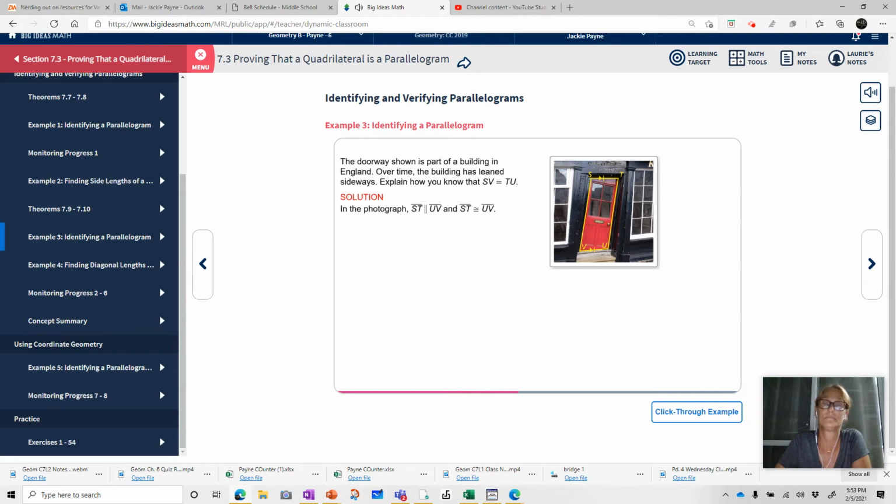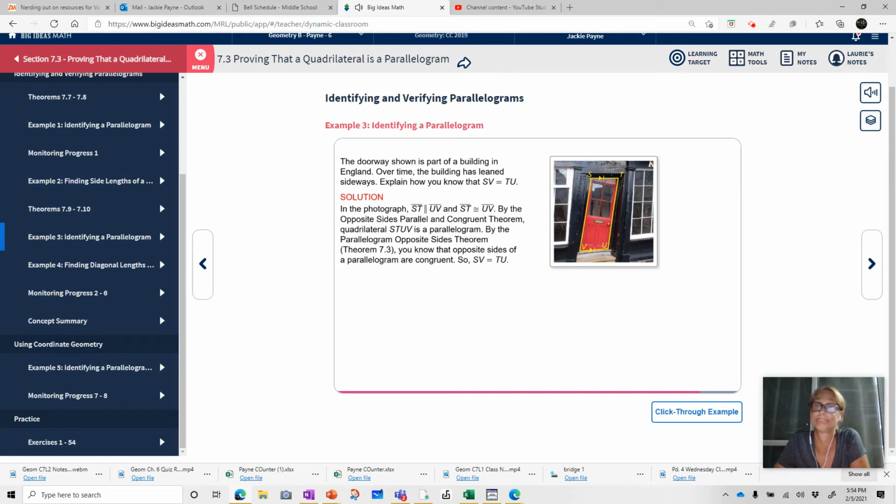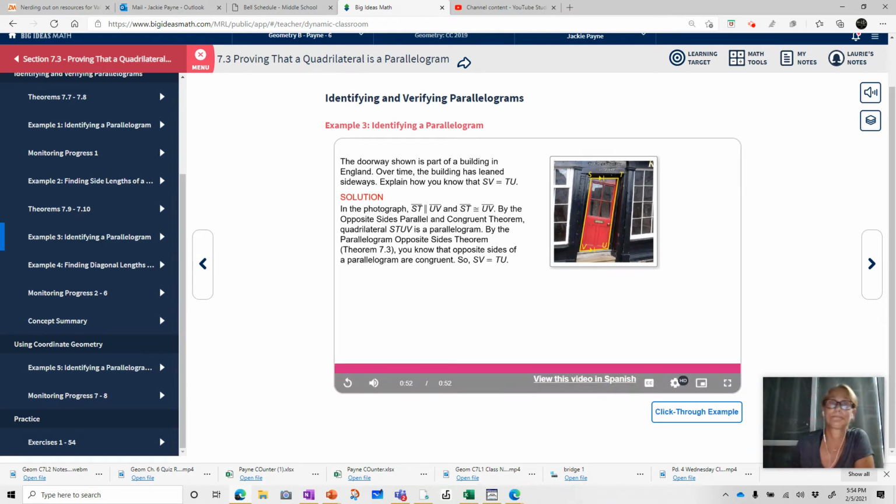So, one pair of opposite sides of quadrilateral STUV are parallel and congruent. By the opposite sides parallel and congruent theorem, quadrilateral STUV is a parallelogram. Then, by the parallelogram opposite sides theorem, you know that opposite sides of a parallelogram are congruent. So SV equals TU. That's it.